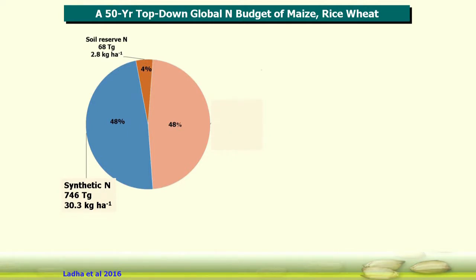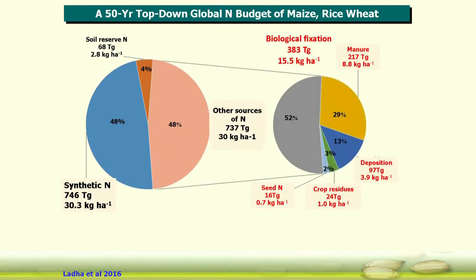Now, in addition to these two, 48% synthetic nitrogen and 4% soil nitrogen, the equivalent amount, about 48%, is coming from other sources. And these other sources amount to 737 teragrams, and that's also 30 kilogram per hectare. The largest is coming from non-symbiotic biological nitrogen fixation, which is about 383 teragram or 15.5 kilogram per hectare. Manure provided, in some parts of the world, 217 teragram. Deposition, a large amount coming in more recently, 97 teragram. And then other sources like crop residue are a very small amount. The nitrogen content in crop residue is very small.